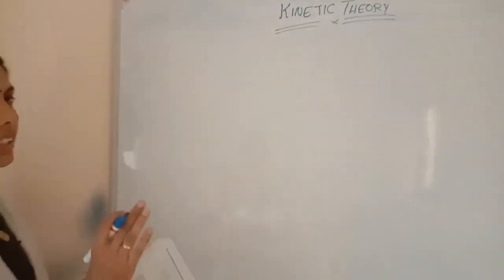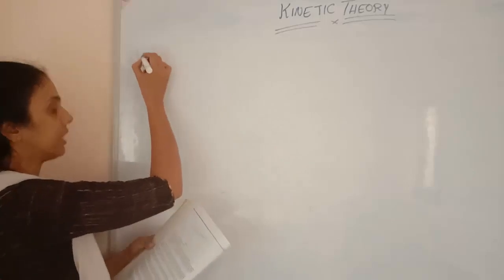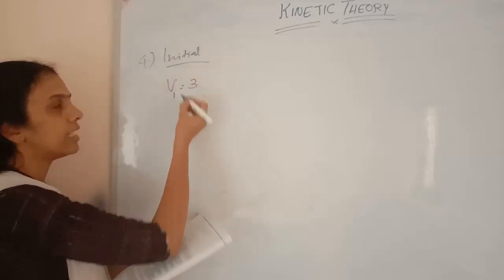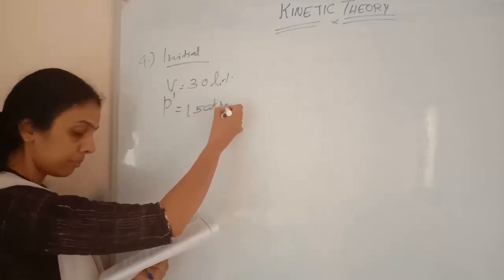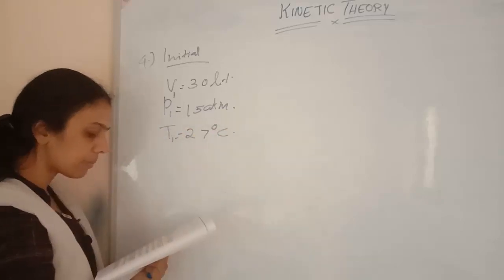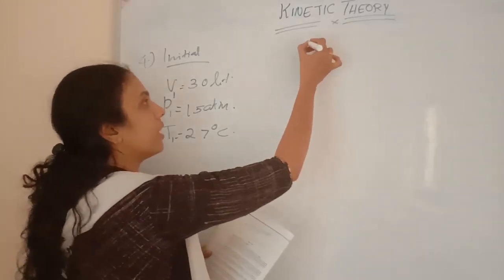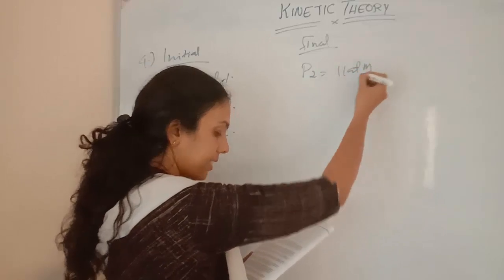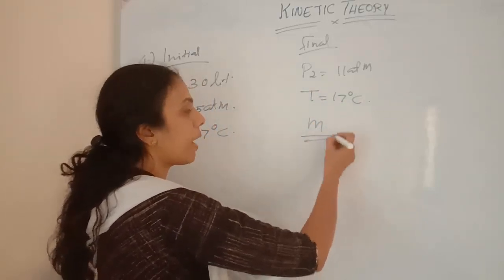Okay, so here initially the oxygen cylinder has 30 liters of oxygen. This is the initial case. It has a volume of 30 liters, a gauge pressure of 15 atmosphere, and a temperature of 27 degrees Celsius. After some oxygen is withdrawn from the cylinder, the final gauge pressure drops to 11 atmosphere and its temperature drops to 17 degrees Celsius. Estimate the mass of oxygen taken out. Mass we should find out.